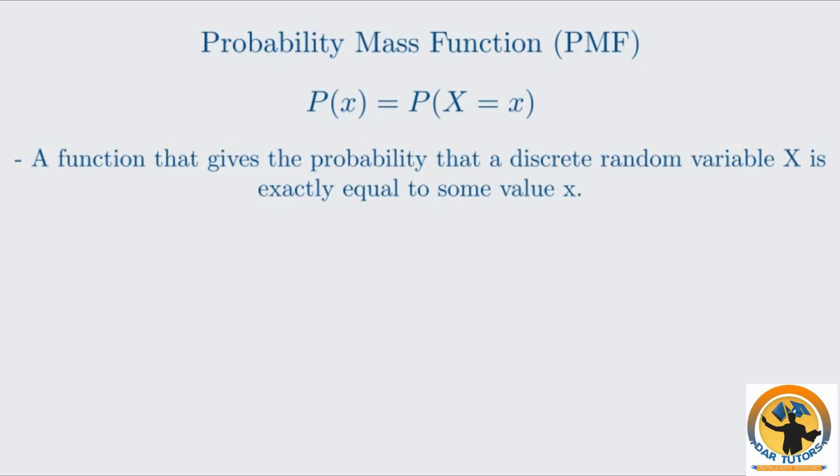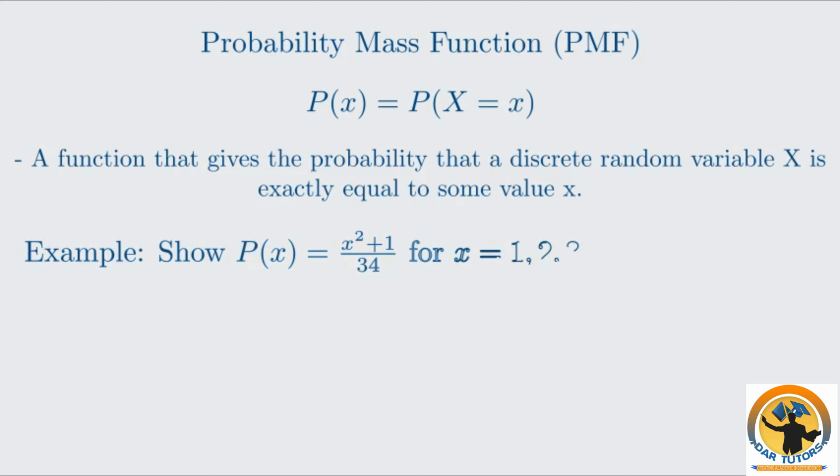To be a valid PMF, a function must satisfy the same two properties we discussed earlier. The probability for any value must be non-negative, and the sum of all probabilities over the entire domain must equal 1. Let's look at an example. We are given the function p(x) equals the quantity x squared plus 1 divided by 34 for x equals 1, 2, 3, and 4.